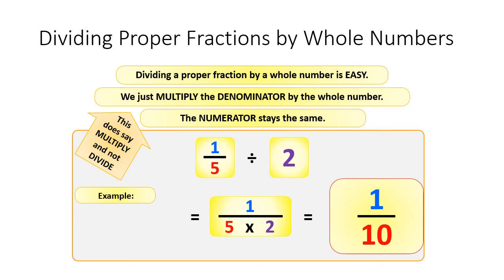So as an example, let's look at 1/5 divided by 2. 1/5 divided by 2 can equal 1 divided by 5 times 2. The 2 is multiplied in the denominator to the 5, which is equal to 1/10. So 1/5 divided by 2 is equal to 1 over 10.